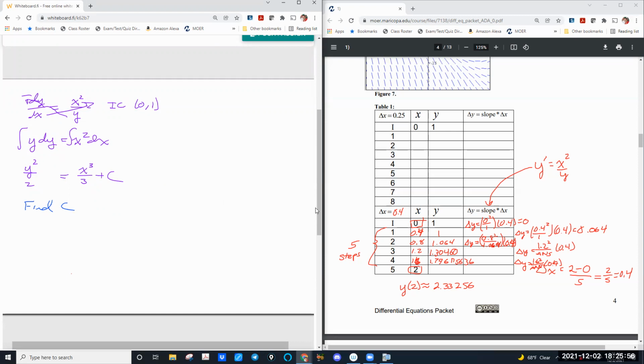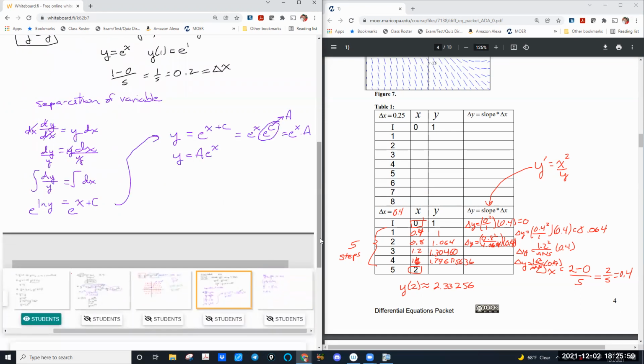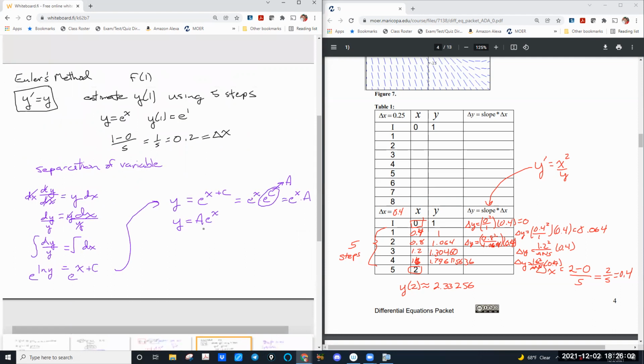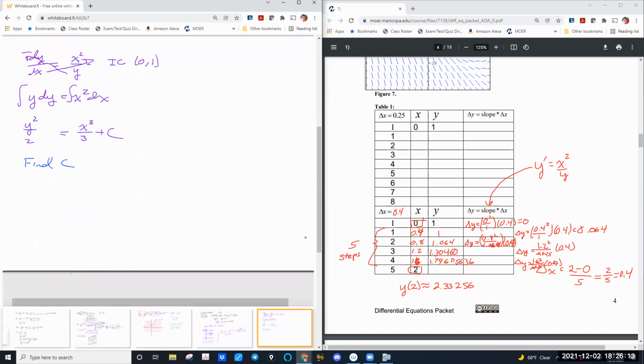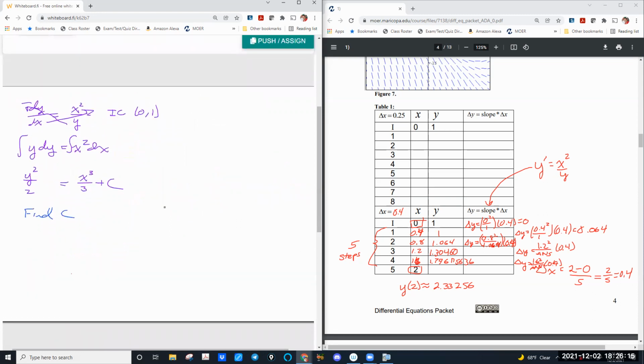For example, the one we did before, it's easier to absorb the constant first, then input the initial condition, as opposed to doing it here. But you could do it here. It's still going to come out correct. But for this one, I'm just going to do it now. I don't know that it's any easier or harder. I just wanted you to see that you have that option. So we're putting in 1 for y: 1 squared over 2 equals 0 cubed over 3 plus c. Well, that leads us to c equals 1/2. So we found our c.